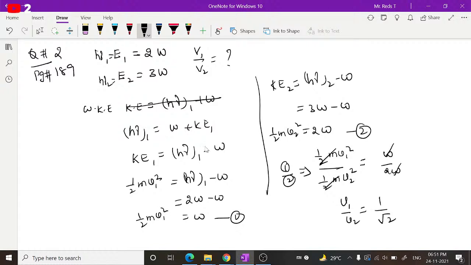They're asking to find the ratio of first to second or second to first. That is not important. The ratio of maximum velocities of the photoelectrons emitted in the two cases, first and second, twice and thrice, will be 1 by root 2. Yes, 1 is to root 2.